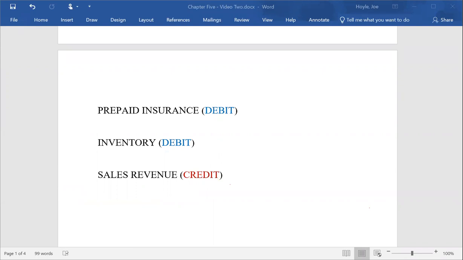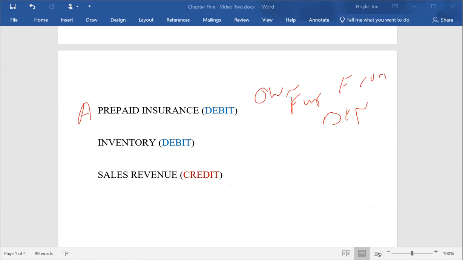Now, let's take prepaid insurance. As I've already said, that's an asset. It means that it's something that we own or control that has future economic benefit. Now, that economic benefit normally means that it will help us in our business so that we can generate revenue. And prepaid insurance, of course, means that we have paid for insurance that will cover our company in the future.